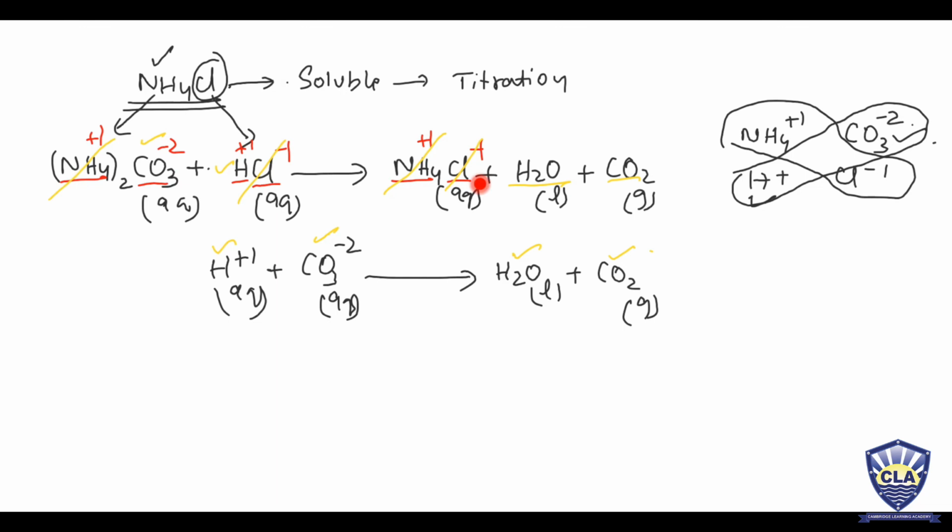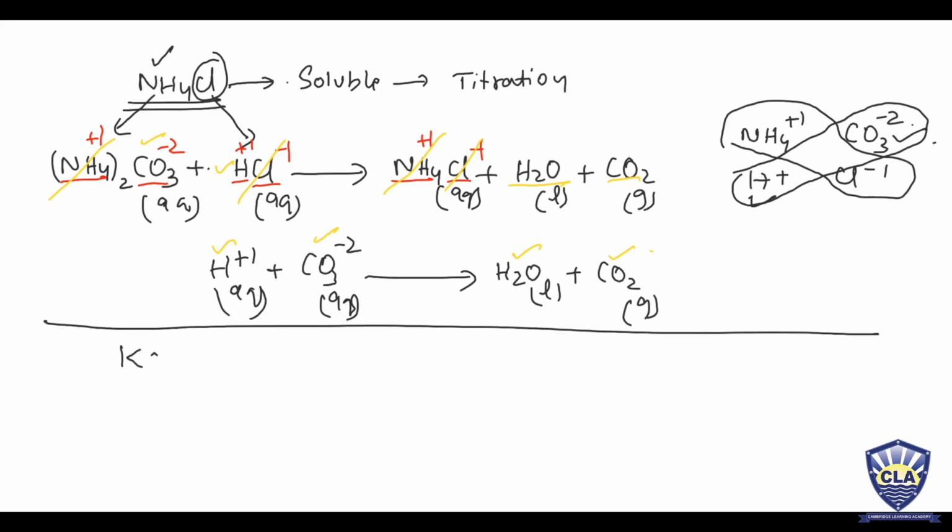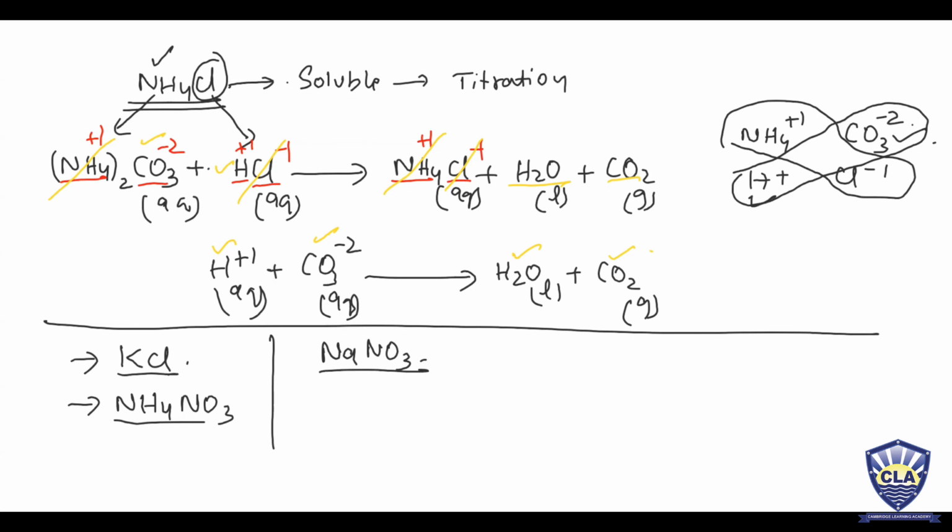Yes, sir. Okay beta, I'm going to give you 3 salts for practice from your home. So have a look. The first salt is potassium chloride. The second one is ammonium nitrate. And the third one is sodium nitrate. So you have to prepare these 3 salts and write down the description. Okay, so just take a screenshot, sir? Yes, beta.